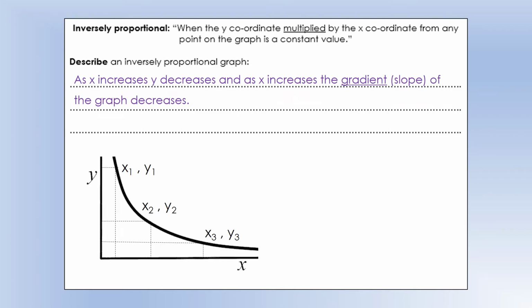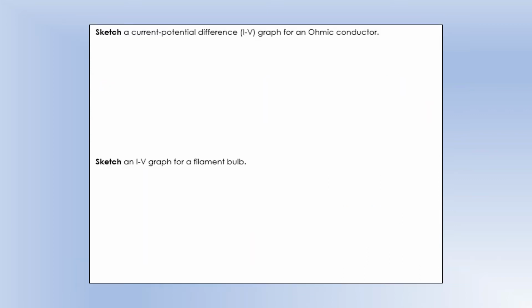So let's have a look at this graph. This is, or could be, an inversely proportional graph, and I've picked 3 points on it. If it is inversely proportional, we should find the product of the coordinates is equal to a constant value, which is why inversely proportional relationships are often described as y equals k over x, which we could rearrange to xy equals k.